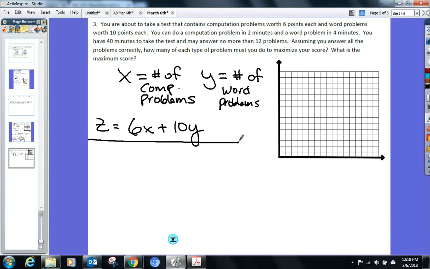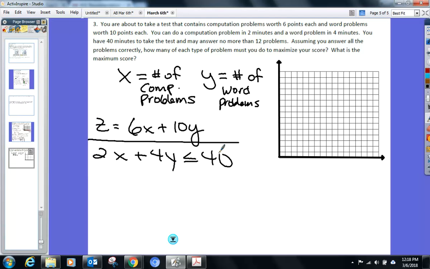What are my restrictions? I can only do a computational problem in 2 minutes and a word problem in 4, but how many total minutes do I have to answer here? 40. So what's one inequality I'm going to have to graph? 2x plus 4y for the word problems, and I only have what? 40, so that's got to take me less than or equal to 40 minutes.